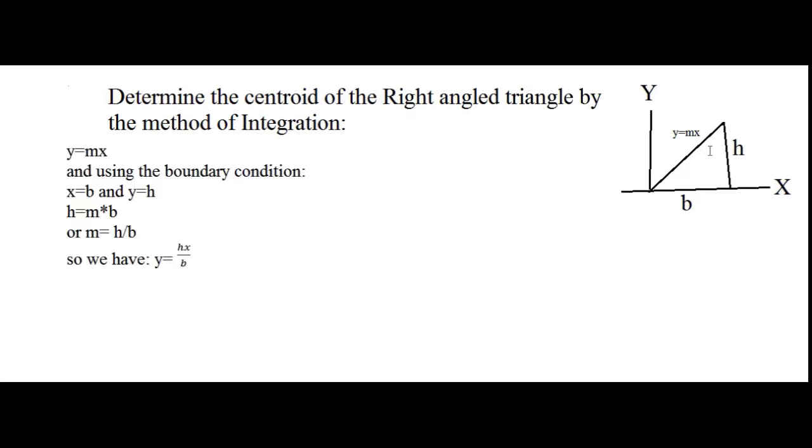So friends, this line will be passing through the origin, so we can write y equals mx as the equation of this straight line. We have to use boundary conditions for finding this slope m. When we put x equals b and y equals h, the slope will come out to be h by b, and on substituting the value of slope in y equals mx, we can easily get the value of y as hx by b, as shown here.